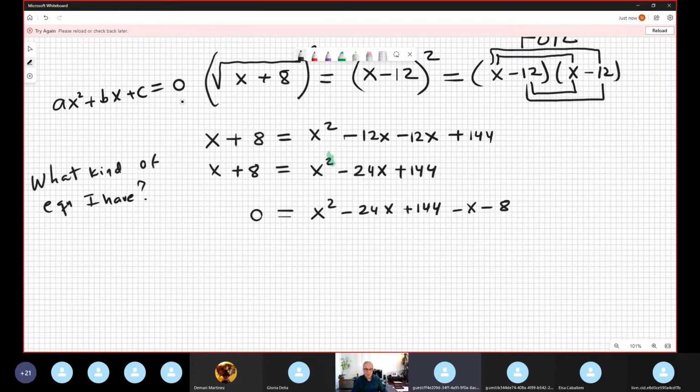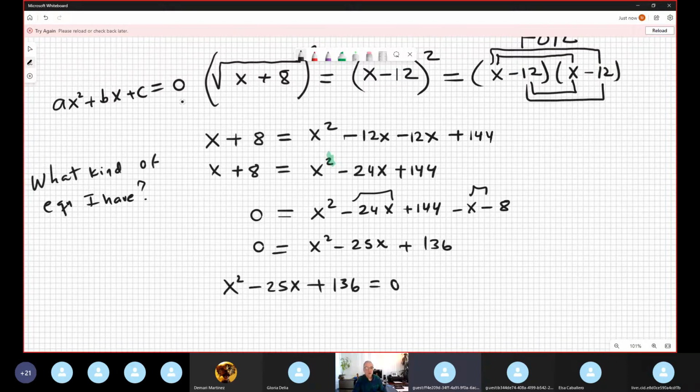If you feel more comfortable, now 0 is equal to x squared minus 25x, combining like terms, plus 136, no? 136, yes, because 144 minus 8. Okay, if you feel more comfortable, you interchange the terms: x squared minus 25x plus 136 equal to 0, correct? And we focus on the solution for this equation.